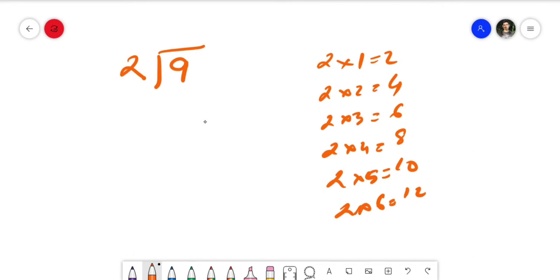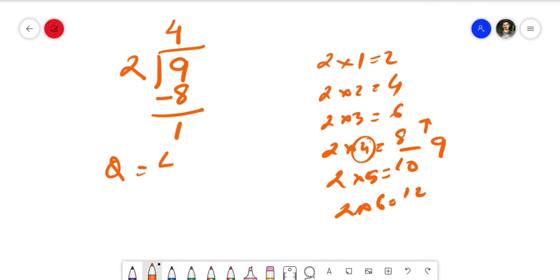There is 9, but in the 2 table 9 is not there. But 9 lies between 8 and 10. So we'll go for the lower number, this side, which is 8. So we write 8 here. How many times is it coming? It's 4, so we write 4. We minus it and get 1. Now we got the quotient, I'm writing in short: quotient is equal to 4 and remainder is equal to 1.